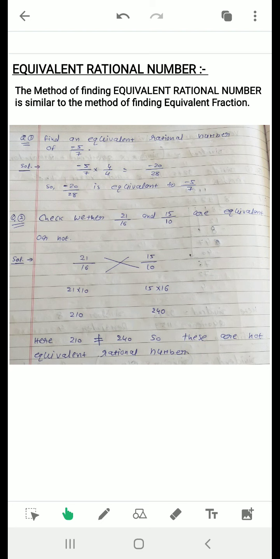We have already learned how to write equivalent fractions. So the method of finding equivalent rational numbers is similar to the method of finding equivalent fractions. Nothing is different. Everything is similar. But in case you have not understood the topic, you can watch the equivalent fraction video and try to understand how to write equivalent rational numbers.